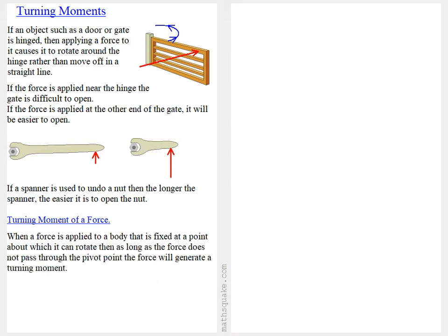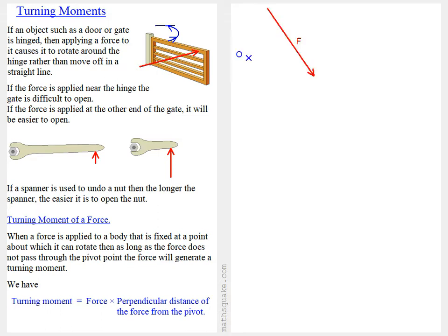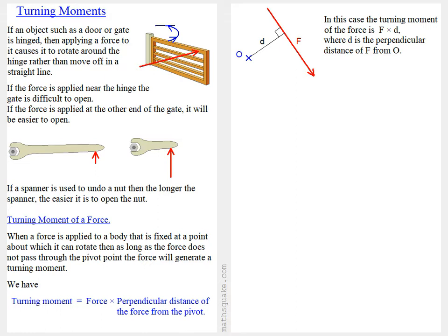When a force is applied to a body that is fixed at a point about which it can rotate, then as long as the force does not pass through the pivot point, the force will generate a turning moment. Then we have the turning moment is equal to the force times the perpendicular distance of the force from the pivot. If we look at the diagram, in this case the turning moment of the force F about the point O is F times D, where D is the perpendicular distance of F from O.